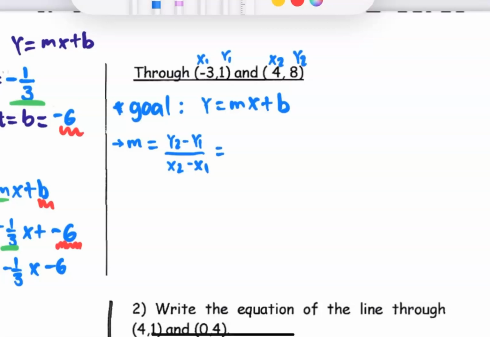After this, I'm going to plug in my stuff. Instead of saying y2, I'm going to say 8 minus, instead of saying y1, I'm going to say 1, over, instead of saying x2, I'm going to say 4 minus, instead of saying x1, I'm going to say -3. If you have two negatives together, do not mess with them. Copy them both. After you plug this into the calculator, you get 7 over 7, or you can do it in your head, and that's the same as 1. So I know my slope is 1.